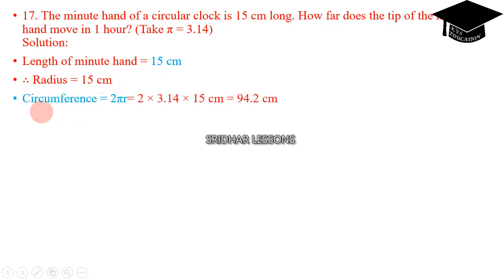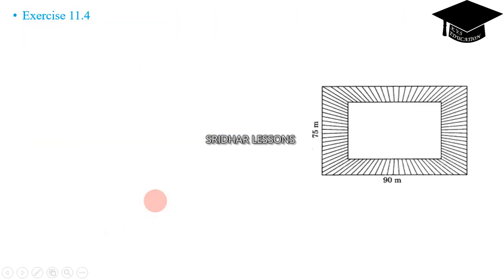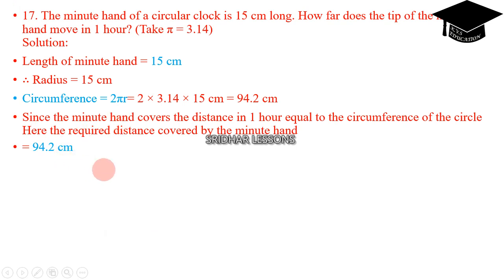The circumference is equal to 2 pi r. This is equal to 2 into 3.14 into 15, which is 94.2 centimeters. Since the distance covered by the minute hand in 1 hour is equal to the circumference of the circle, the required distance covered by the minute hand is 94.2 centimeters. See the picture, see the problem carefully. With this we have completed this exercise.